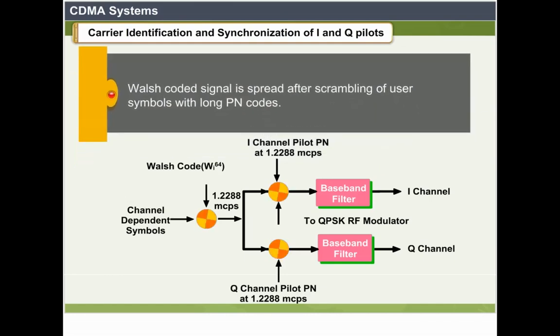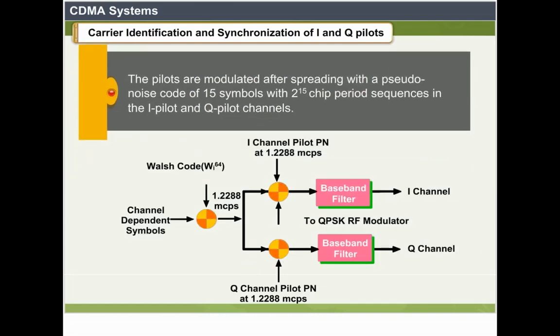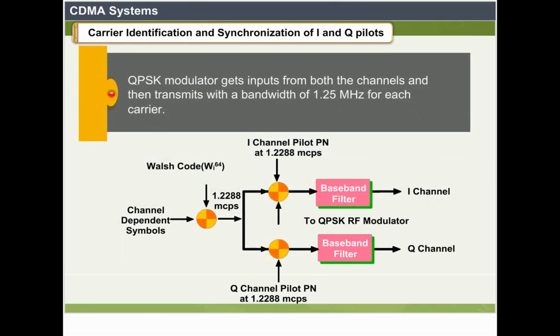The Walsh-coded signal is spread after scrambling of user symbols with long PN codes. The pilots are modulated after the spread with a pseudo-noise code of 15 symbols with two 15-chip period sequences in the I-pilot and Q-pilot channels. The QPSK modulator gets inputs from both the channels and then transmits with a bandwidth of 1.25 MHz for each carrier.